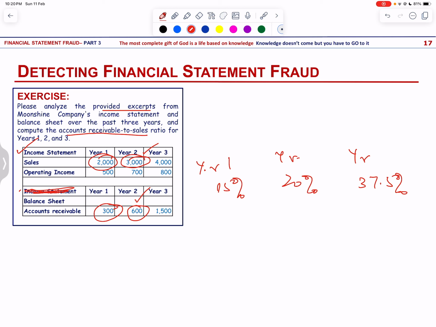So, in summary, an increasing accounts receivable as a percentage of sales could be indicative of various types of financial statement fraud, including premature revenue recognition, fictitious sales, channel stuffing, or manipulation of payment terms. These practices can distort financial performance and mislead investors and stakeholders about the true health of the company.